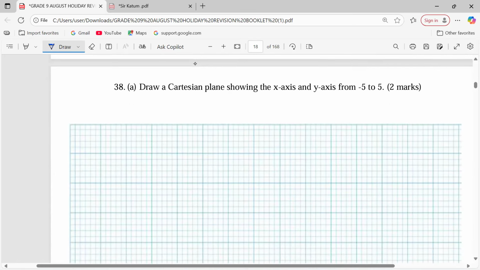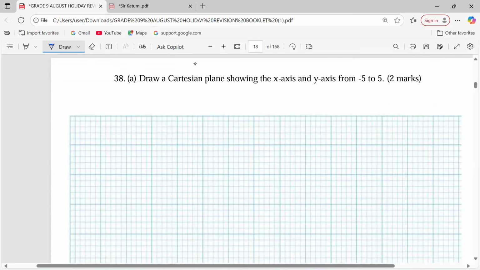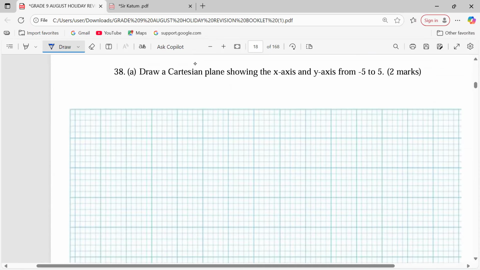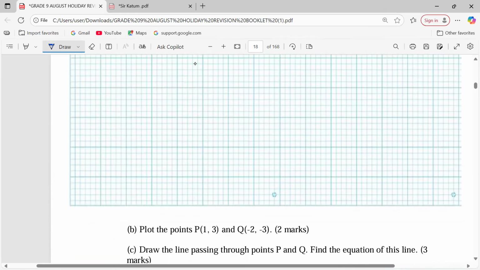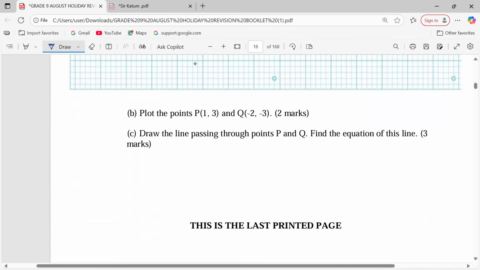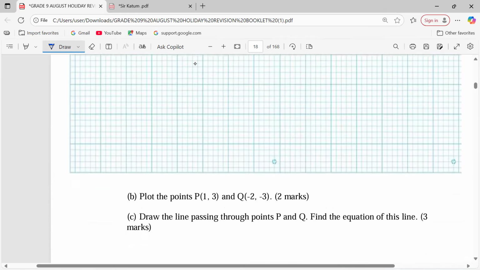We proceed to number 38. We are told in number 38 to draw a Cartesian plane showing the x-axis and the y-axis from -5 to 5. Let's say it's both of them. So let me draw that. It's from -5 to 5. So I should balance the Cartesian plane so well.